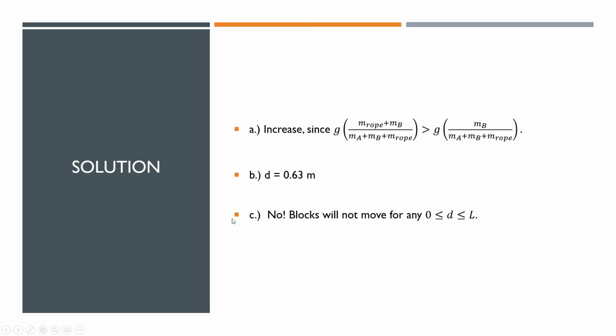And then for part C, we found that no, the blocks will not move for any value of D between 0 and the length of the rope, because in order for the blocks to move, we need to have D longer than the length of the rope for that to occur.